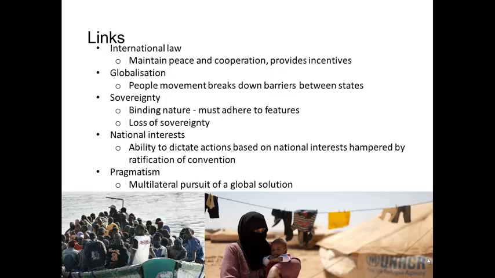It also closely links to the issue of sovereignty. When states ratify the convention, some of their sovereignty is given up because they agree to enforce the regulations and laws as found under the convention. Lastly, the treaty could be an example of pragmatism. So when states sign the convention, they're taking a pragmatic approach in order to address the issue of people movement in a practical way in collaboration with other states who may have signed the treaty.